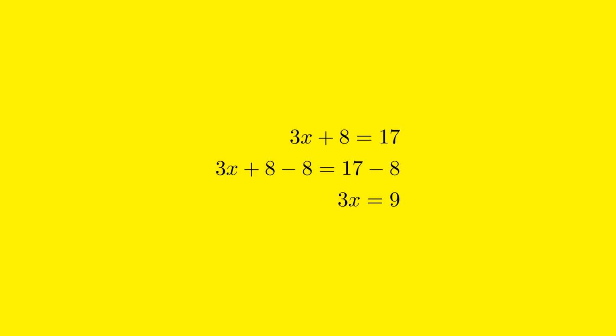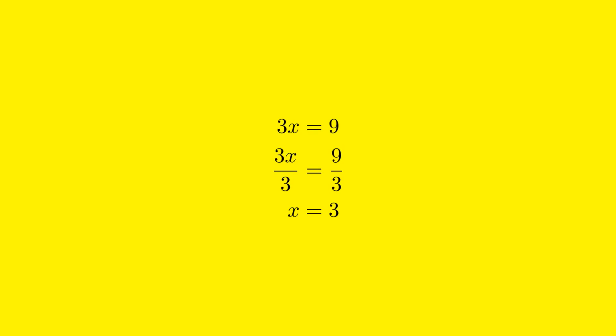So we take the equation 3x plus 8 equals 17 and subtract 8 from both sides, which results in the new expression 3x plus 8 minus 8 equals 17 minus 8. Simplifying this, 8 minus 8 on the left side cancels out, leaving us with just 3x. On the right side, 17 minus 8 simplifies to 9. So our new simplified equation is now 3x equals 9.